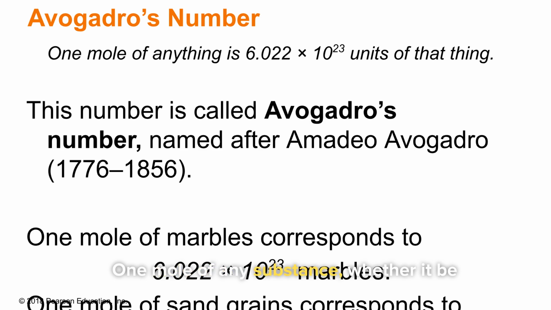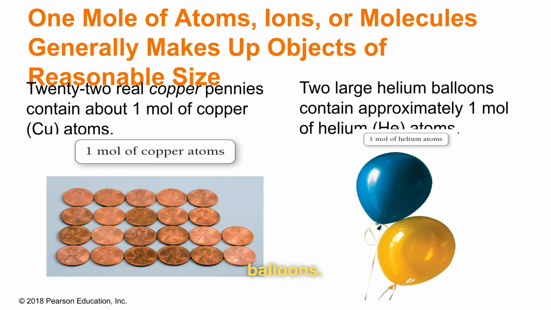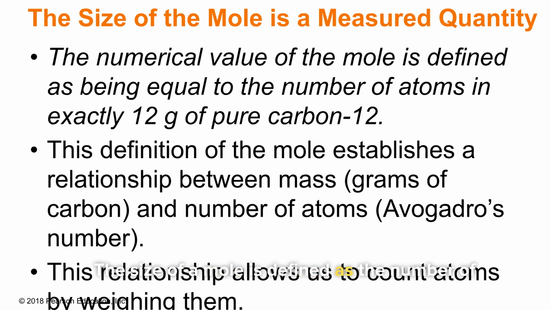1 mole of any substance, whether it be marbles or sand grains, contains 6.022 times 10 to the 23rd power of those units. While a mole is a massive number of particles, it often corresponds to a reasonable, observable amount of material, such as the copper in a handful of pennies or the gas inside balloons. The size of a mole is defined as the number of atoms in exactly 12 grams of carbon-12. This precise definition links mass to the number of atoms, enabling chemists to count atoms by weighing them.